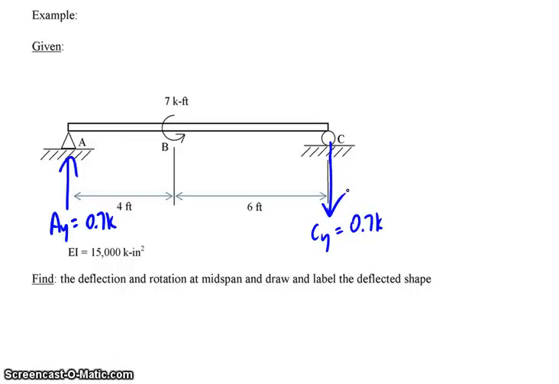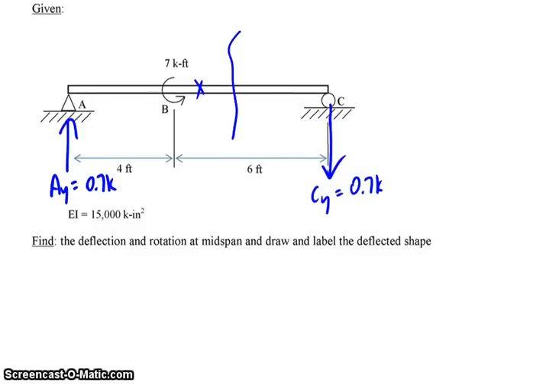The next step before we start integrating is to find the moment equation. Now because we're asked for the deflection and rotation at midspan, which is located at 5 feet, right about there, we have two choices to cut. We could cut between 0 and 4 feet or between 6 and 10 feet. Since we're concerned about solving for things at midspan, the smart thing to do first would be to cut somewhere between 4 and 10 feet, right about there. That way we'll be developing functions that are valid between 4 and 10 feet.